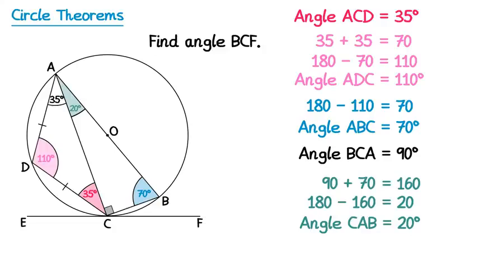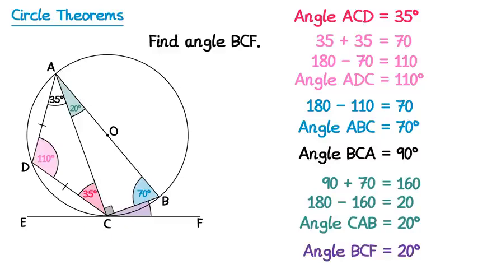We're looking for the angle BCF. We can use the alternate segment theorem to show that this is the same as the angle we just found. This 20 degrees here is the same as 20 degrees here. So the angle BCF equals 20 degrees.